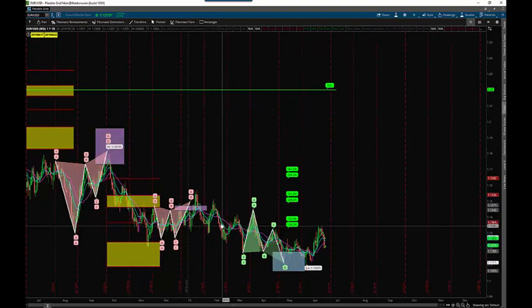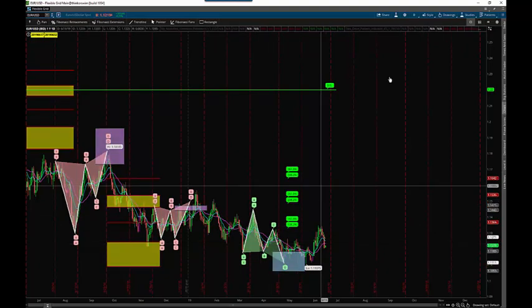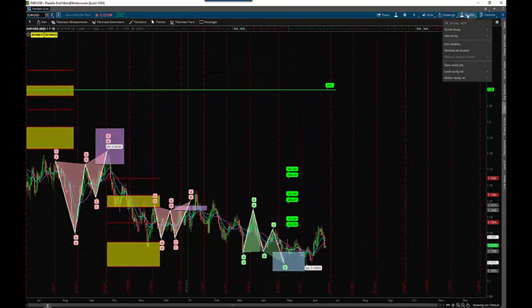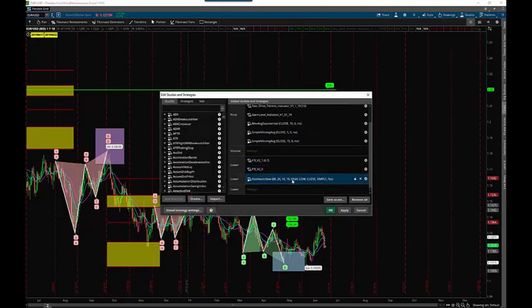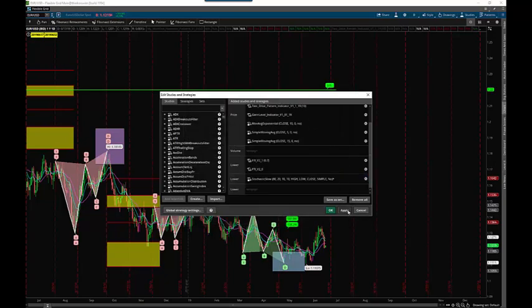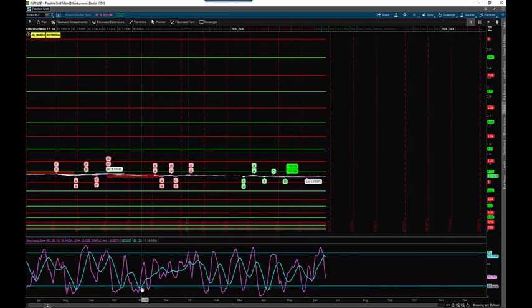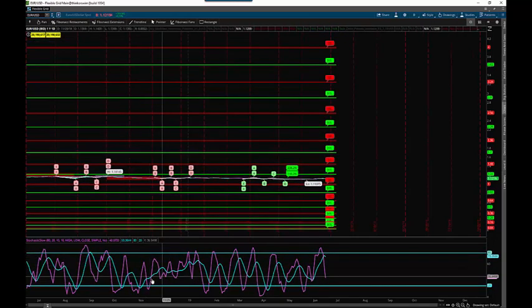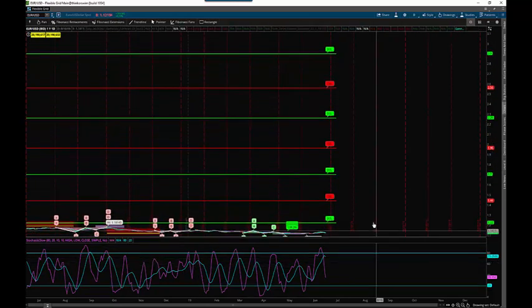When it chops, going sideways, moving averages don't really work, as you can see here. Let's add the stochastic and see what it says. If I add that here, there it is. You can see that big chop, swinging up and down. How do you trade this? There is no easy way to trade this.